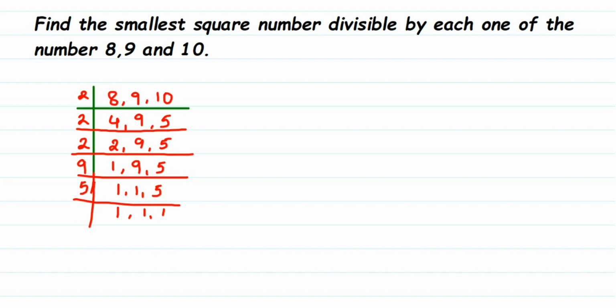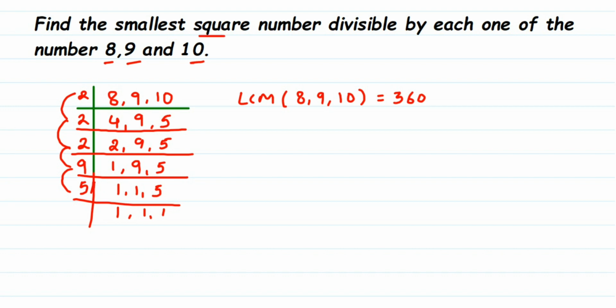Now let's multiply these numbers. So 2 2s are 4, 4 2s are 8, 8 9s are 72, 72 5s are 360. So LCM of 8, 9 and 10 is 360. So 360 is the smallest number which is divisible by 8, 9 and 10. But the question here is, find the smallest square number. So they're talking about the perfect square number. So is 360 a perfect square number? It's not a perfect square number, right?